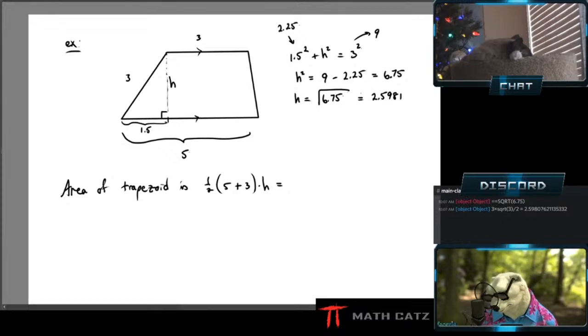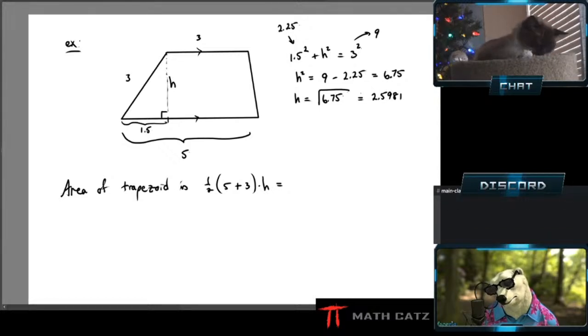So you don't have to type in all the decimals every time. Just use the memory function. Let's see here. So we have 1 divided by 2 times 8.4, 5 plus 3 times h, which is 2.59807621135332.